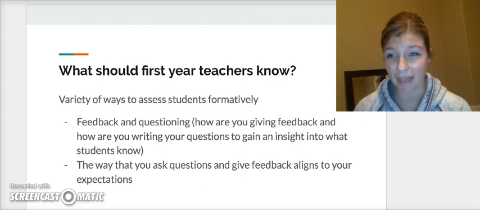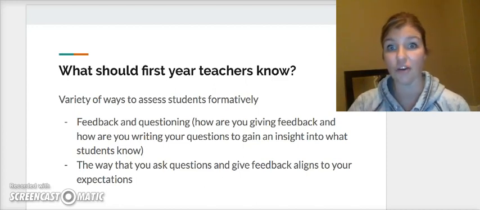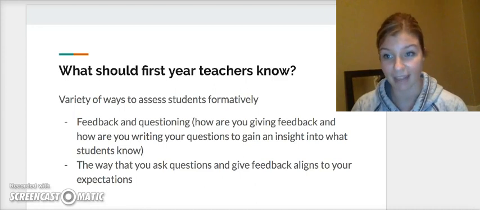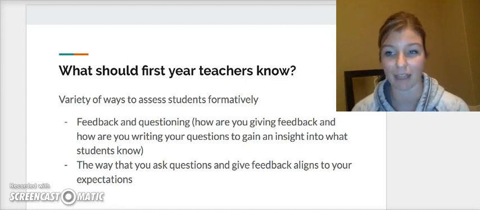In art, like Mackenzie, I know you want to teach art, it's probably observing what they're doing. If you're wanting them to learn a specific shading technique, you're watching your students do that and then giving them feedback to help them do it better and better within each project. That's a way to formatively assess.